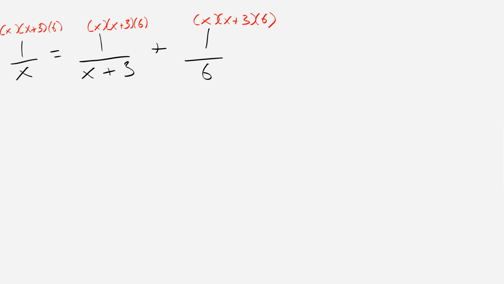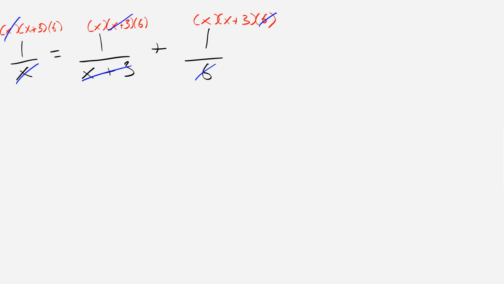Alright, so what do we do here? Let's have a look at the first term. We have a 1 over x. Just let's zoom in on this 1 for a second. This 1 is being multiplied by x plus 3, and multiplied by 6, but it's also being divided by x. So it's being multiplied by x and divided by x at the same time, so those operations cancel each other out. Similar here, the x plus 3's will cancel. Similar here, the 6's will cancel.